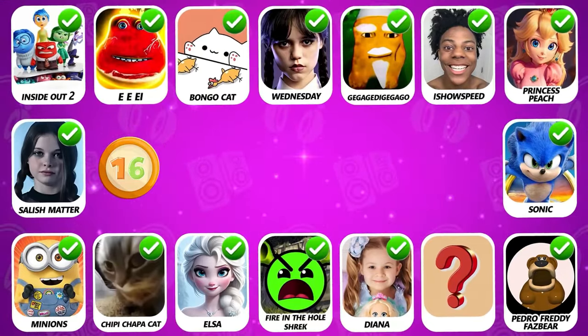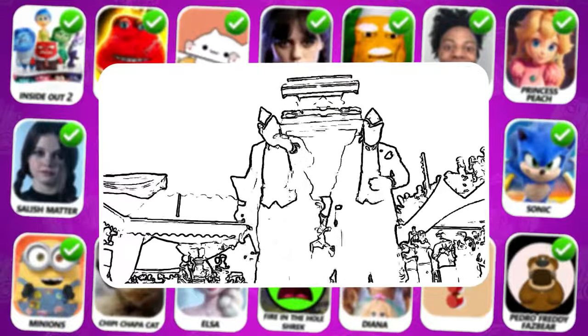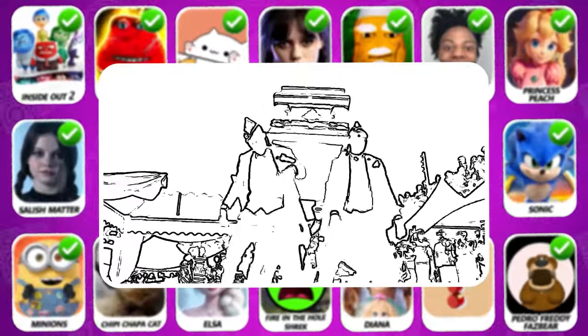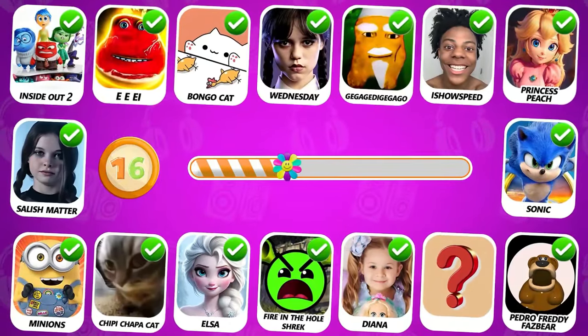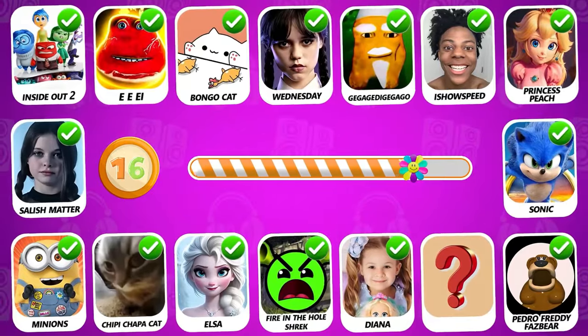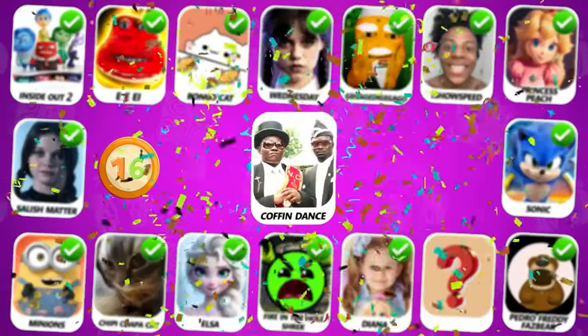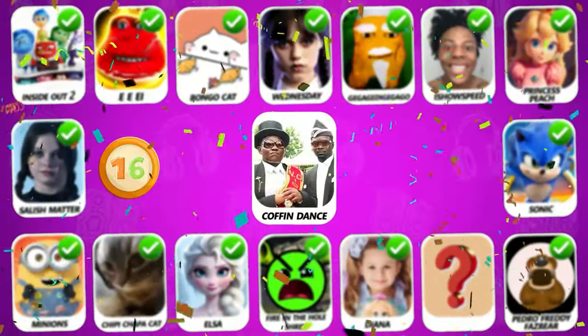Number 16. Finally, do you know this meme? Well done! Coffin dance is correct!